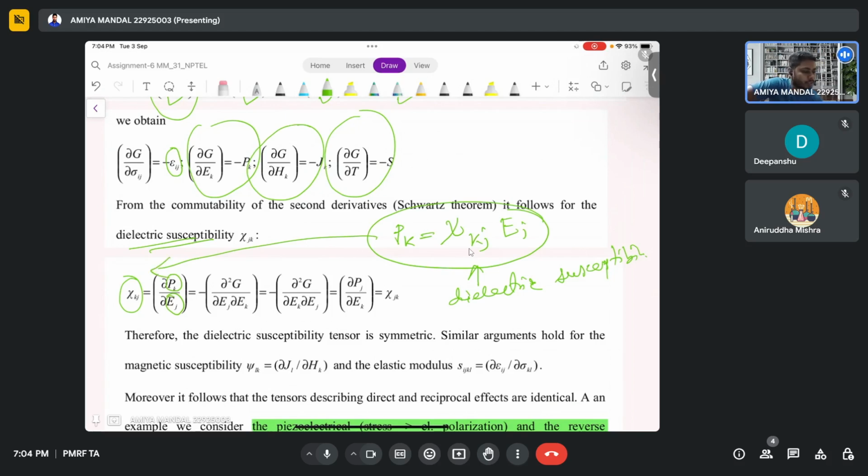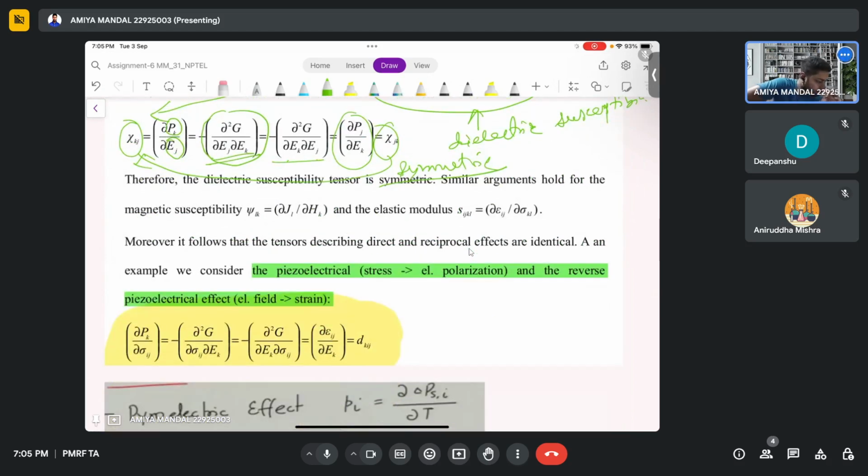On the basis of this, we will find this. What does P_k denote? P_k denotes del G del E_k. Just put this value, del G del E_k with a minus sign, and you will find del G del E_k and del E, that is nothing but del P del E_j. That is chi_kj. So this is a symmetric tensor also.